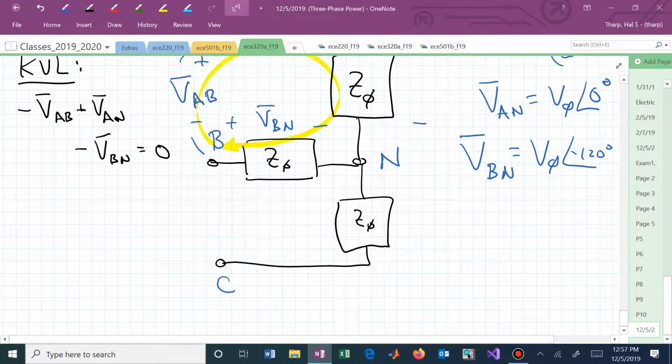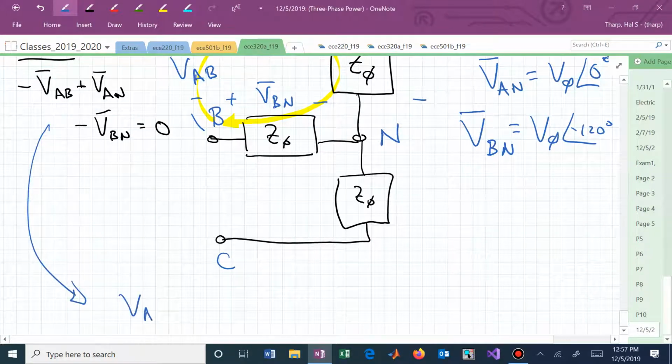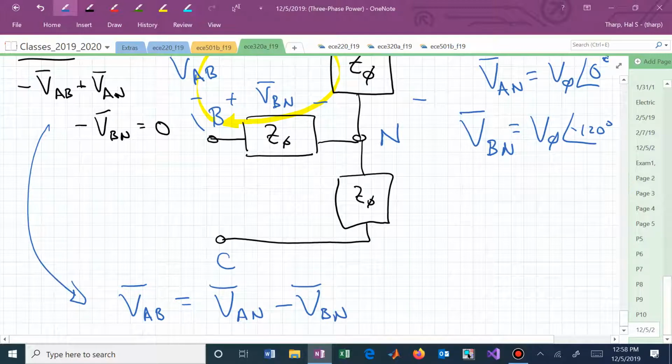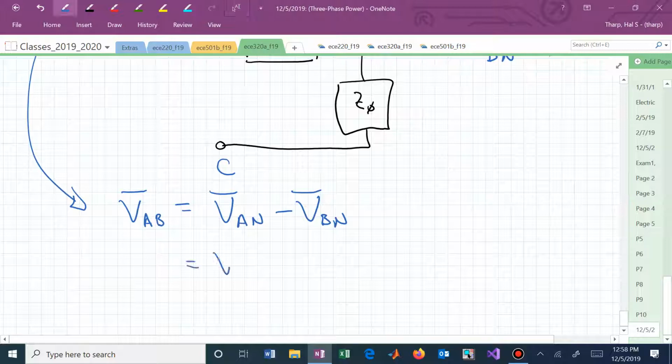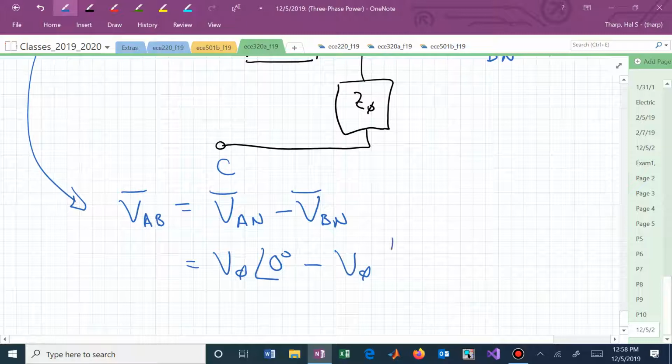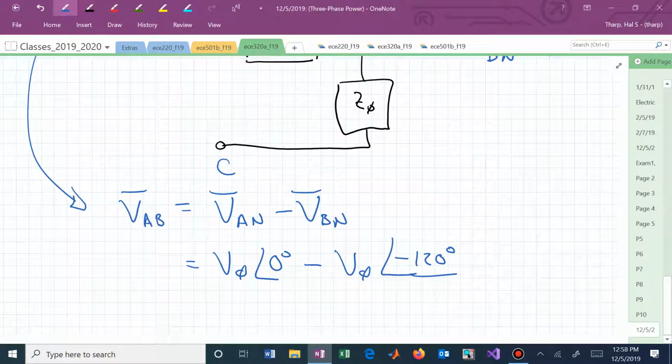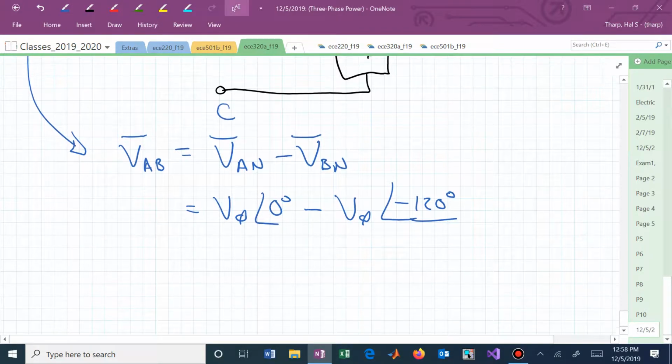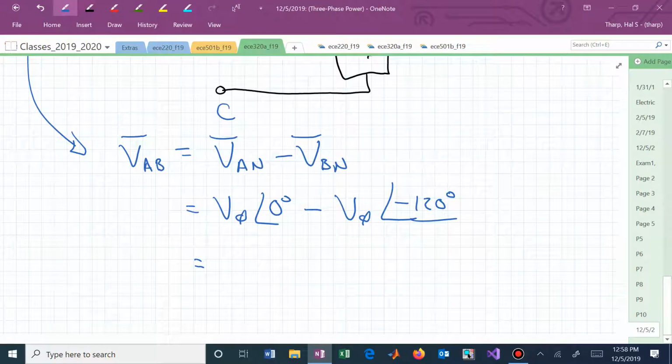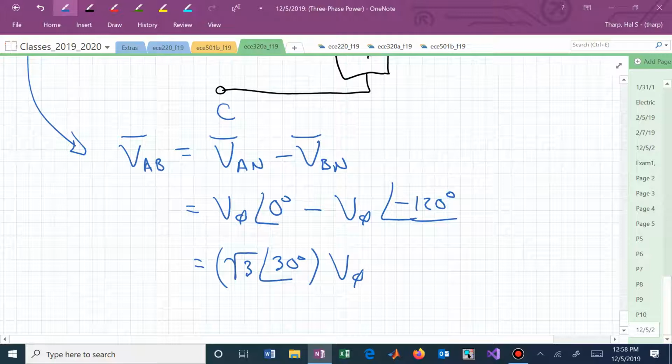If you now plug those values in from here, we can say, oh, V sub AB is just V sub AN minus V sub BN. And that now is V sub phi at 0 degrees minus V sub phi at minus 120 degrees. If you just go through the complex algebra, complex meaning complex number-based algebra, you will see, and I'll spare you the details, but you can go home and do this if you haven't done it already, you now find that this is the square root of 3 at an angle of 30 degrees different from V sub phi. And V sub phi was actually what we had assumed our V sub AN was.